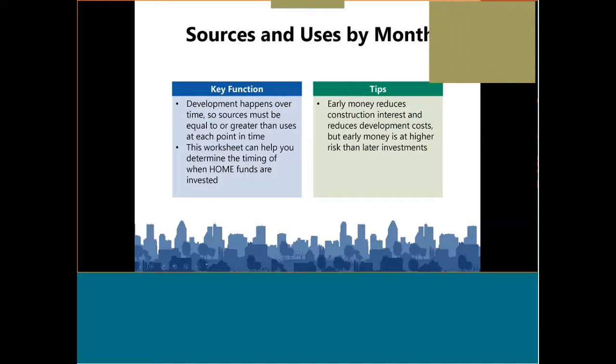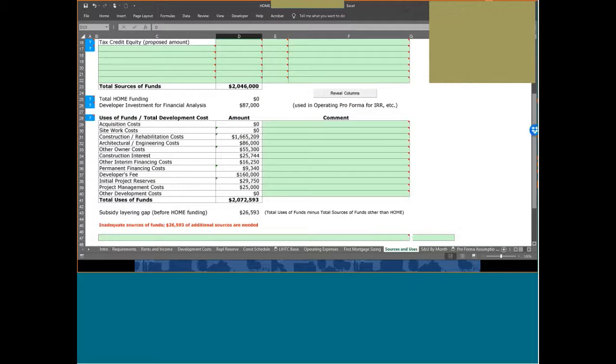So the key to this, and all multifamily developers are familiar with these sorts of analyses, but obviously not only do you care that sources and uses are equal to each other at the end in totality, you care deeply that they're equal to each other at each month in the development process. So this worksheet built into the template gives you an opportunity to do that.